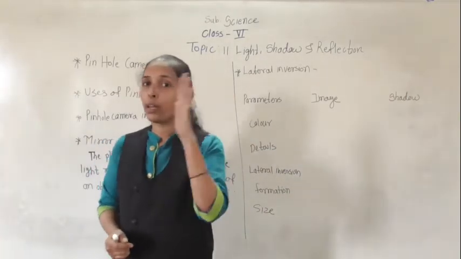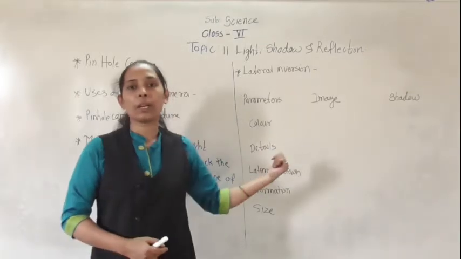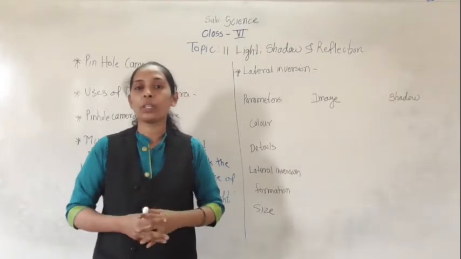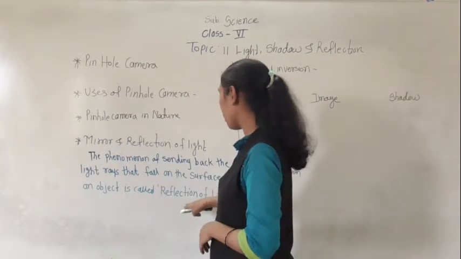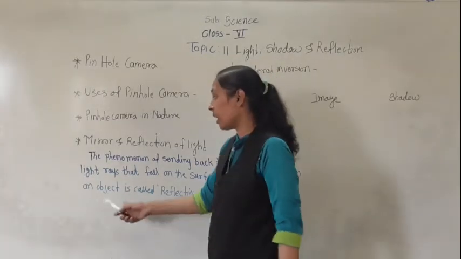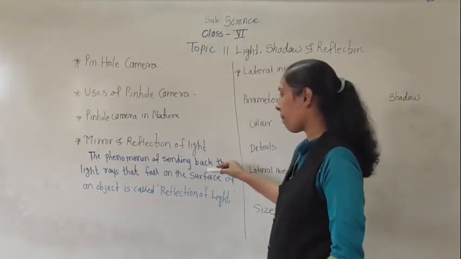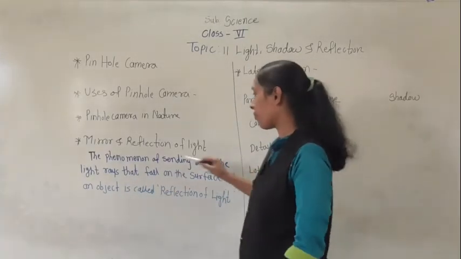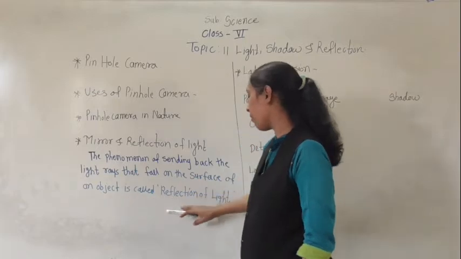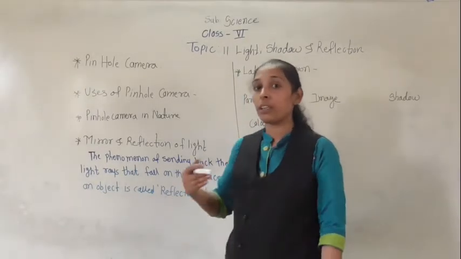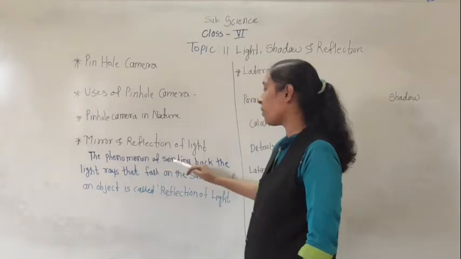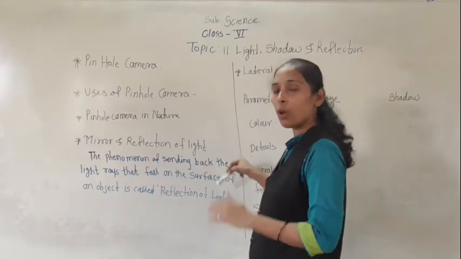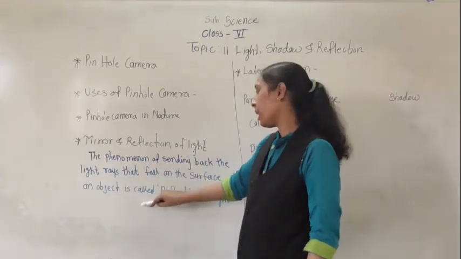The light rays fall on an object, and from that object, they come back to our eyes, or reach our eyes. And that phenomenon or that property of the light is called what? Reflection of light. Okay, so see here, the phenomenon of sending back the light rays that fall on the surface of an object is called reflection of light. So what is meant by the reflection of light? The phenomenon of sending back the light rays that fall on the surface of an object is called what?